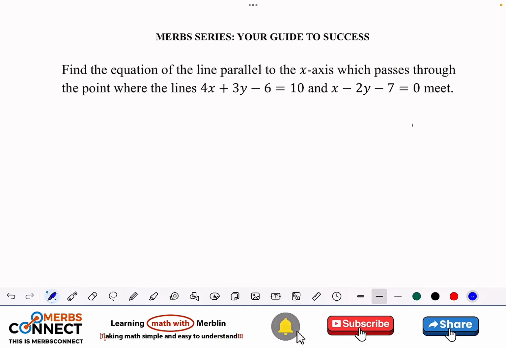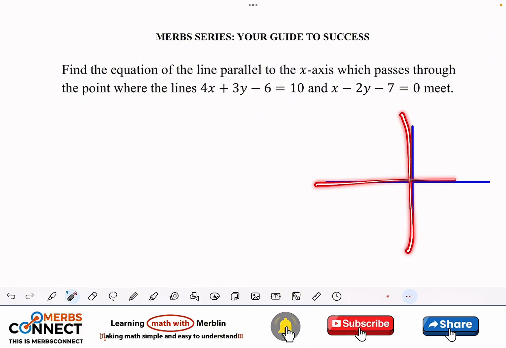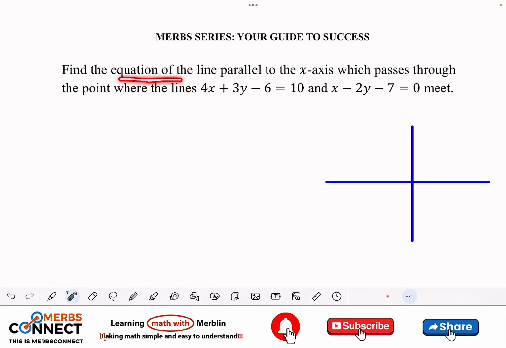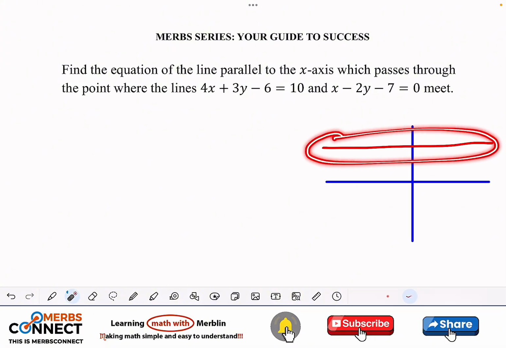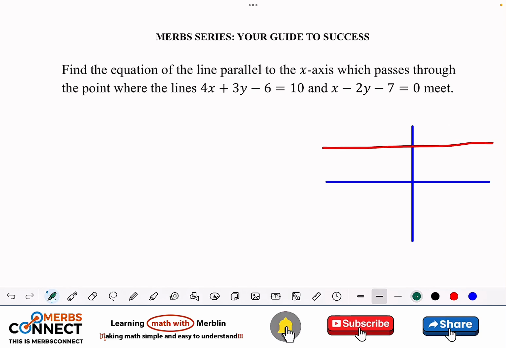The question is saying that we want to find the equation of the line. So let me assume that this is my y-axis, this is my x-axis. Now the question is we need to find the equation of the line, but this equation of the line is parallel to the x-axis. What is the x-axis here? This is the x-axis. So something that is parallel to the x-axis is going to be something like this. So now the one in red is my equation of the line. So I have something like this being the equation of the line.